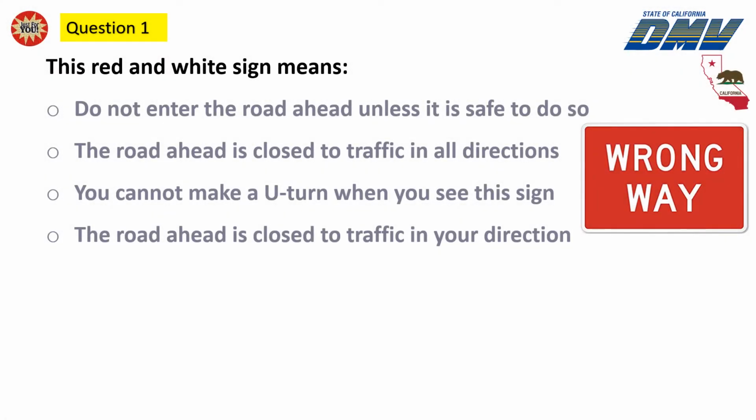Question 1. This red and white sign means: do not enter the road ahead unless it is safe to do so. The road ahead is closed to traffic in all directions. You cannot make a U-turn when you see this sign. The road ahead is closed to traffic in your direction.